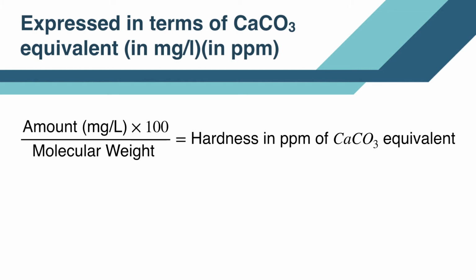For example, if I tell you 3.2 milligram per liter of calcium sulfate, express this in terms of ppm of calcium carbonate equivalent. First, you take this amount of calcium sulfate, 3.2, multiply by 100, and divide that by the molecular weight of calcium sulfate. Simply, that will convert your hardness in terms of ppm of calcium carbonate equivalent.